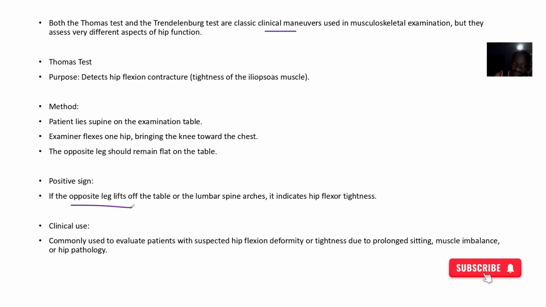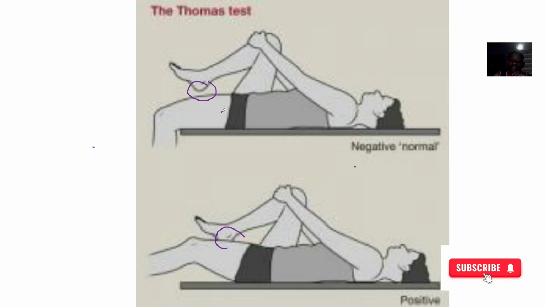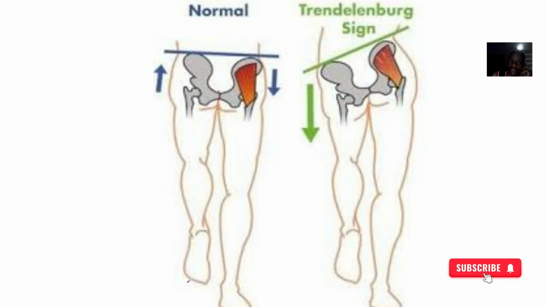If the leg lifts off the table or the lumbar spine arches, it indicates that there's tightness. That simply means see, this leg is lying flat on the table, but because of contracture, this leg had to actually rise away from the table. That's what we call a Thomas test. Okay, contracture, so you have to go all in.